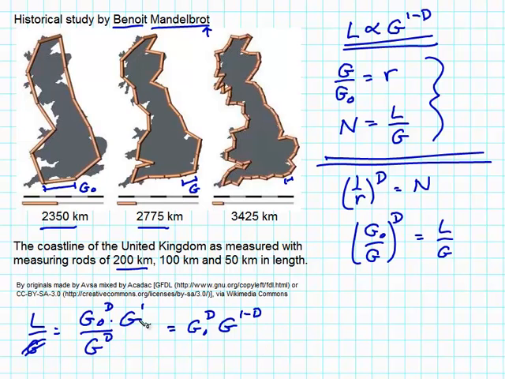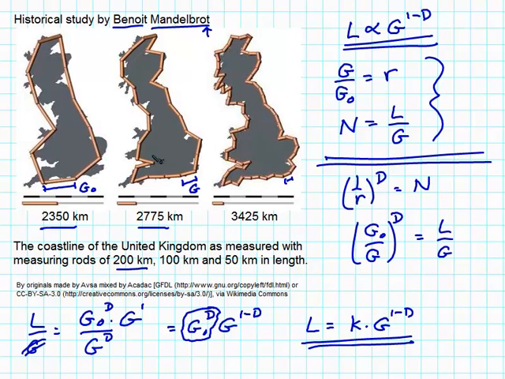Okay, so if I'm dividing two numbers with the same base, you subtract the exponents, okay? Notice that g naught is just some constant, so g naught to the d power is just another constant. I could relabel that, say, k, so we can get L is equal to k times g to the 1 minus d. And so we can use this as our equation in terms that are going to be more useful for this kind of problem.